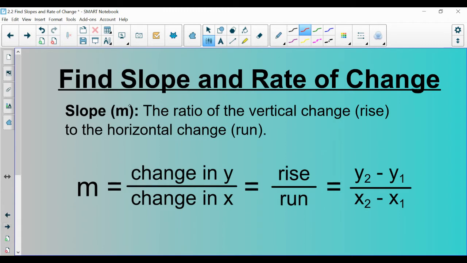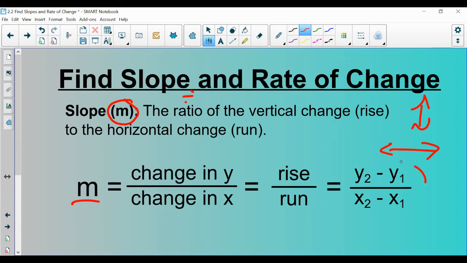Slope is always referenced as the letter M, and it is the ratio, meaning division, of the vertical change, how much does something go up and down, to the horizontal change, how much does something go left to right. So essentially you're counting how much it goes up and down and dividing it by how much it goes left to right. In addition to the letter M, we also reference it as the change in Y divided by the change in X, or we'll call it the rise over run. How much does something go up and down divided by how much does something go left to right.